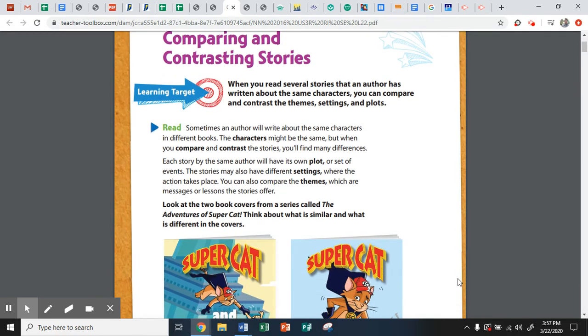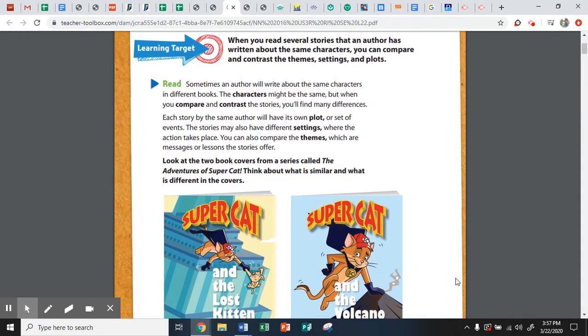Read. Sometimes an author will write about the same characters in different books. The characters might be the same, but when you compare and contrast the stories, you'll find many differences. Each story by the same author will have its own plot or set of events. The stories may also have different settings where the action takes place. You can also compare the themes, which are messages or lessons the stories offer. Look at the two book covers from a series called The Adventures of Super Cat. Think about what is similar and what is different in the covers.